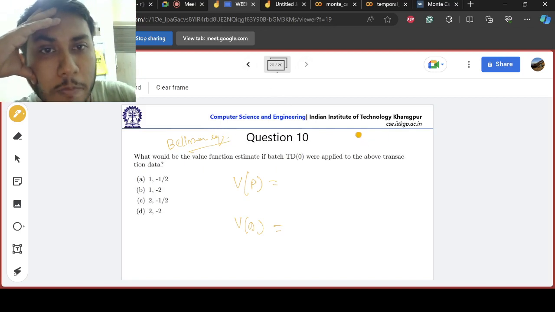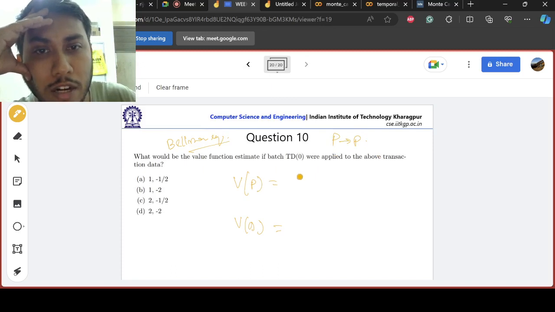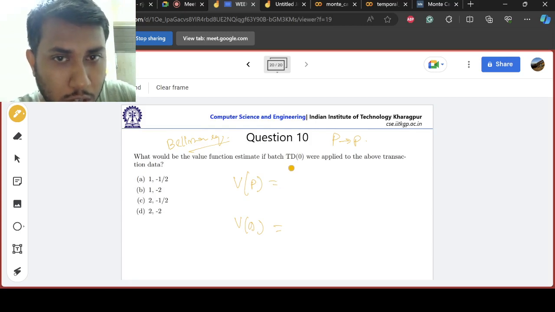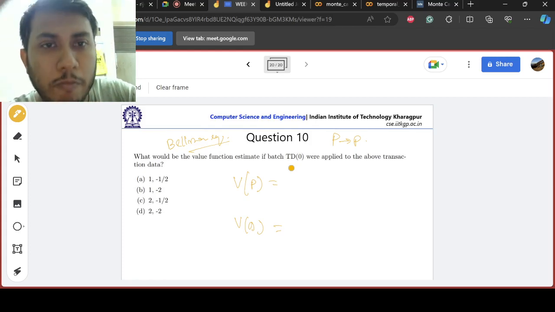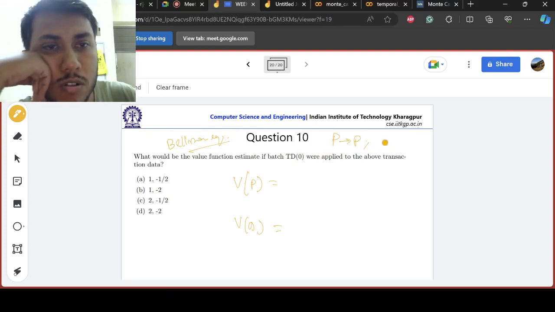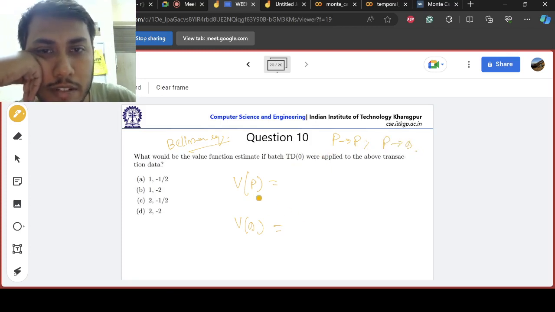From P you have one action, and you think about the next state. Since you are only worried about TD(0), you only think about the next state. From P you can go to P, or you can go to Q. So let's apply the same. What is the probability of going from P to P? That is 1 by 4.